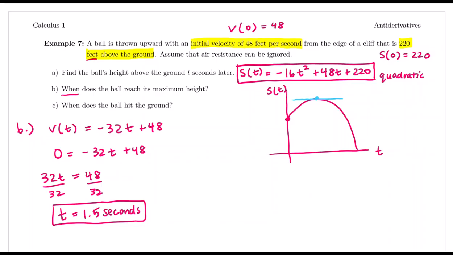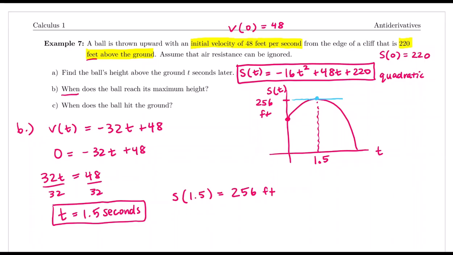Although it doesn't ask us, I'll just tell you, the maximum height that would be reached would be whatever s of 1.5 is, and I plugged it into my calculator. This number ends up being 256, and the units would be feet. So on my graph here, this local maximum would happen after 1.5 seconds, and this maximum height here would be 256 feet.